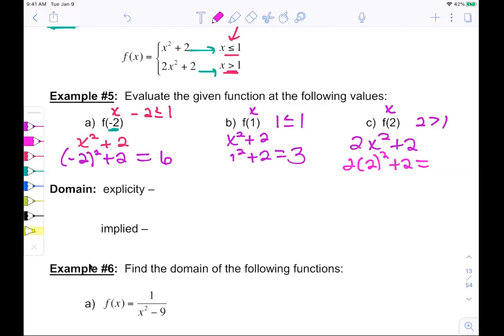So you're picking a piece of the function. Which equation do I need to use based off of the x value? So we actually compare x first and then choose the equation. And that last one should be a 10. So 2 squared is 4. When I multiply that by 2, I get 8, and then I add another 2. Questions?